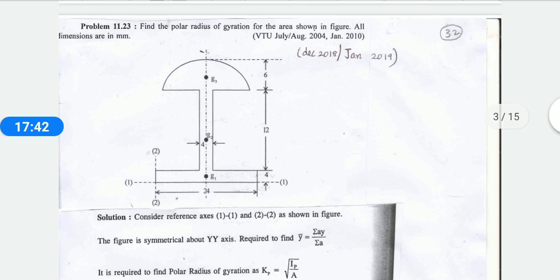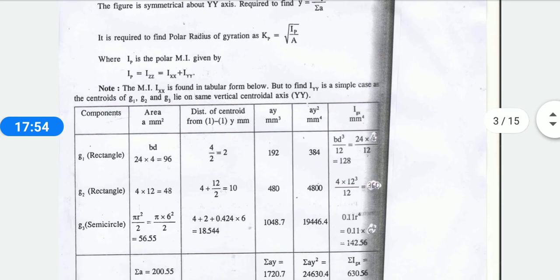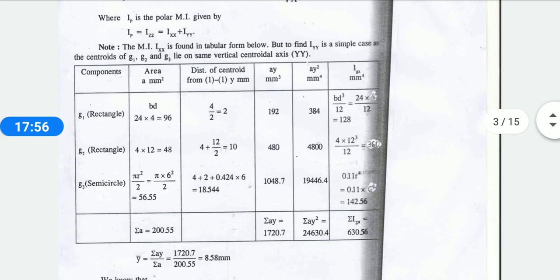Here we have three different types of components. One is your semicircle and the other two are rectangles. So we can divide it into a semicircle and two rectangles. That is what they had mentioned over here. Components are two rectangles and one semicircle. Already we know the area formula.